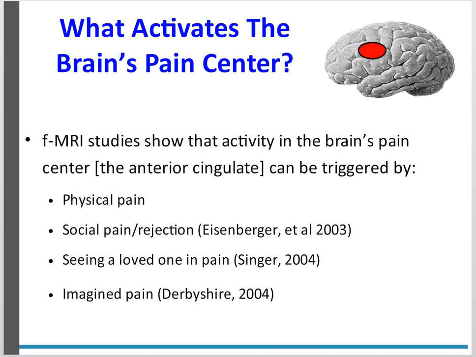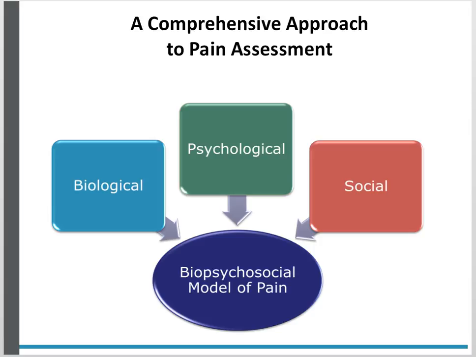Both of these types of experiences share the same neural circuits. It is now believed that a comprehensive pain assessment should be biopsychosocial in nature. And this is the origin of the biopsychosocial model. This model hypothesizes that to assess pain, you need to look at biological, psychological, and social components.